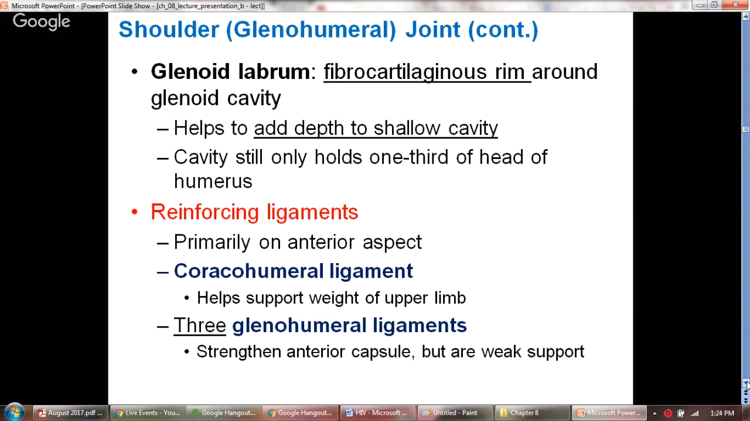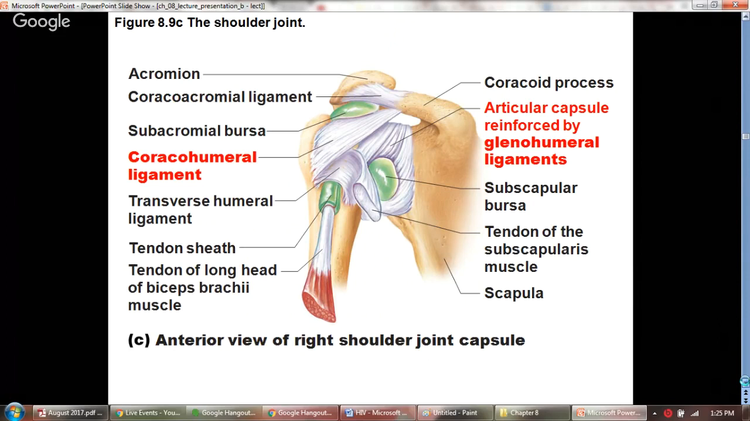This is the ligament which holds the weight of the upper limb. And there are three glenohumeral ligaments which strengthen the anterior capsule, but they provide a weak support. So here is the one which shows the coracohumeral ligament, from the coracoid process of the scapula to the humerus, and also the articular capsule reinforced by the glenohumeral ligaments too.